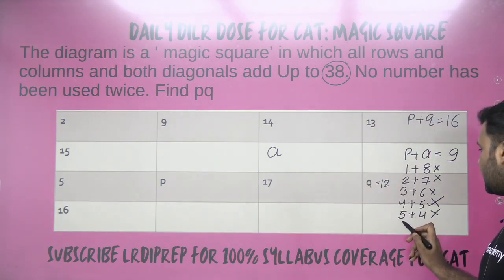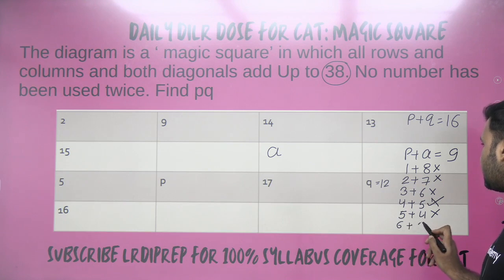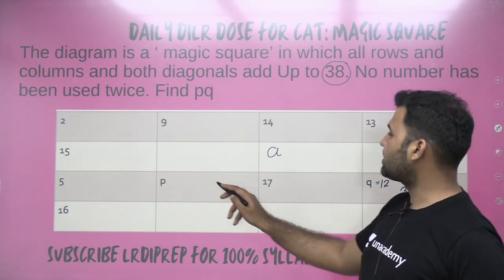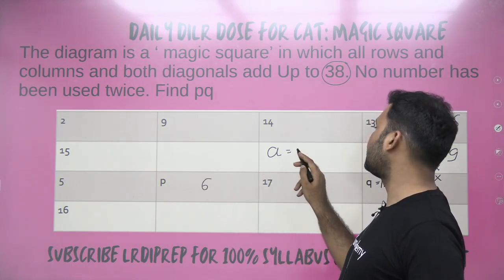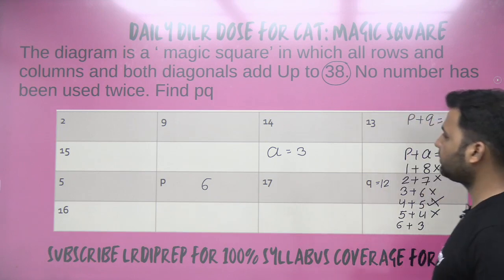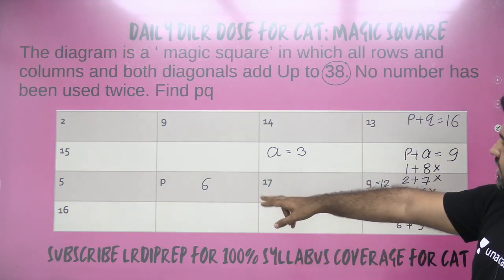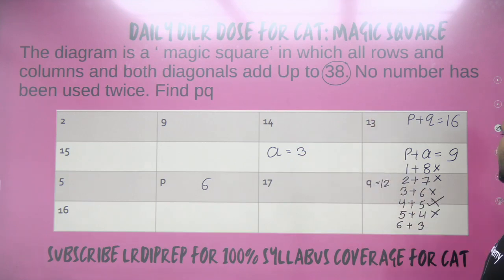P can be then 6, in that case A would be 3. Now if I say P is 6, A has to be 3. Now this might work. If I am taking P as 6, A in that case will be 3. Okay. P plus A has to be 9. 16 plus 6, 22 plus 3, 25 plus 13, 38.